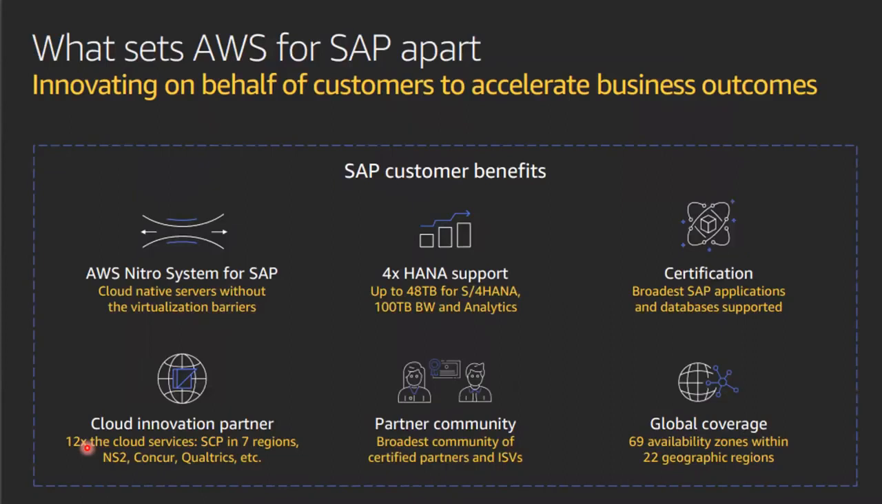Let's understand what sets AWS for SAP apart. There are many other cloud vendors, as you all know, but AWS has specific advantages. We'll discuss those advantages in this slide. AWS innovates and comes up with new services, and even enhances the current features every year. One example is the AWS Nitro system for SAP. The Nitro system gives you near bare metal performance on your SAP workload.